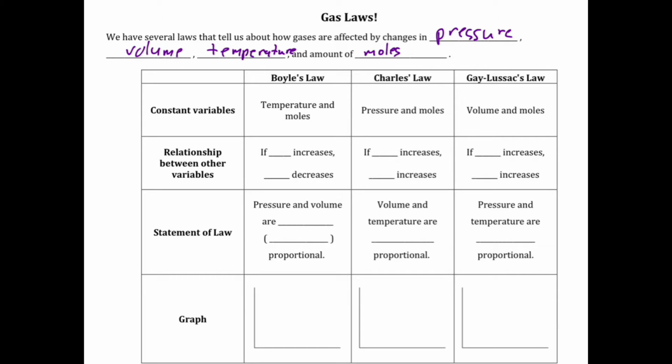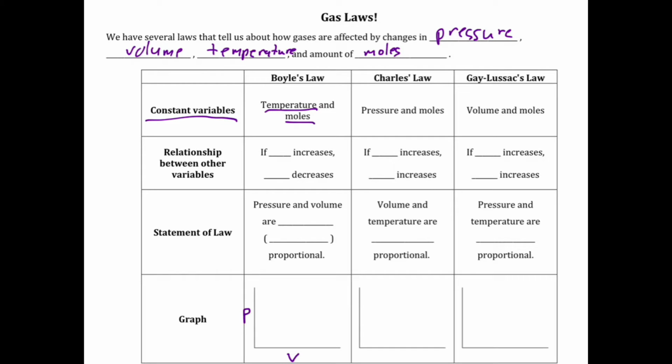Now, the way this table works is that this first part here, these are the constants. And so this is what we are not changing. So if something is constant, that means it doesn't change. So if we have constant temperature and constant moles, then what that means is the temperature and the moles don't change. So the other variables we are talking about are changing. And so this first column here is between pressure and volume. And so I'm going to go ahead and put P and V here because we're talking about the relationship between pressure and volume.